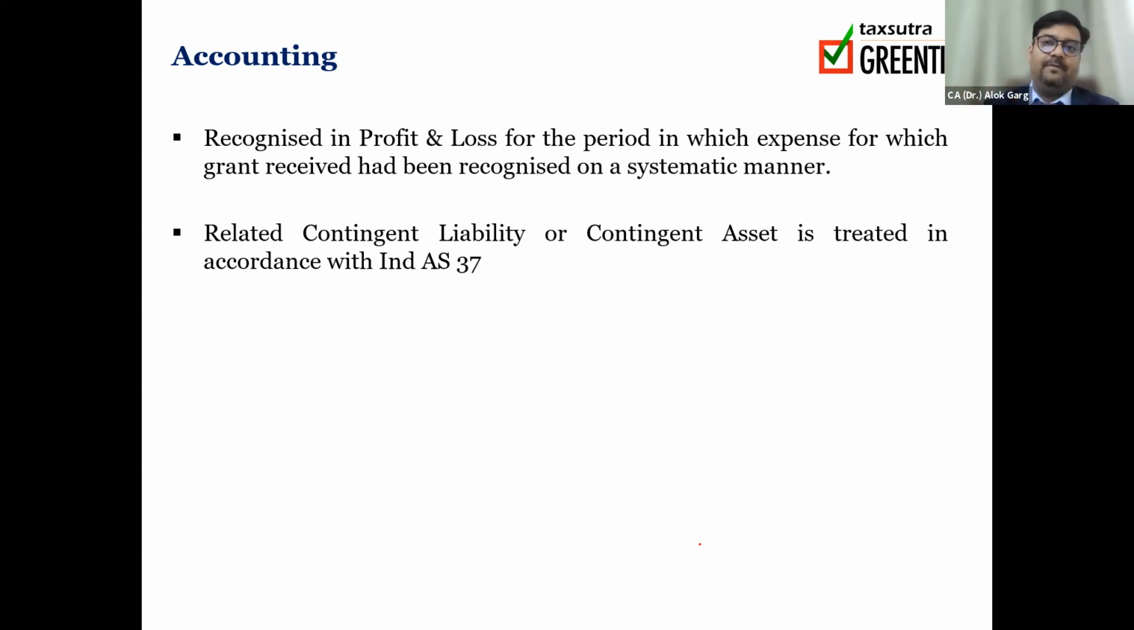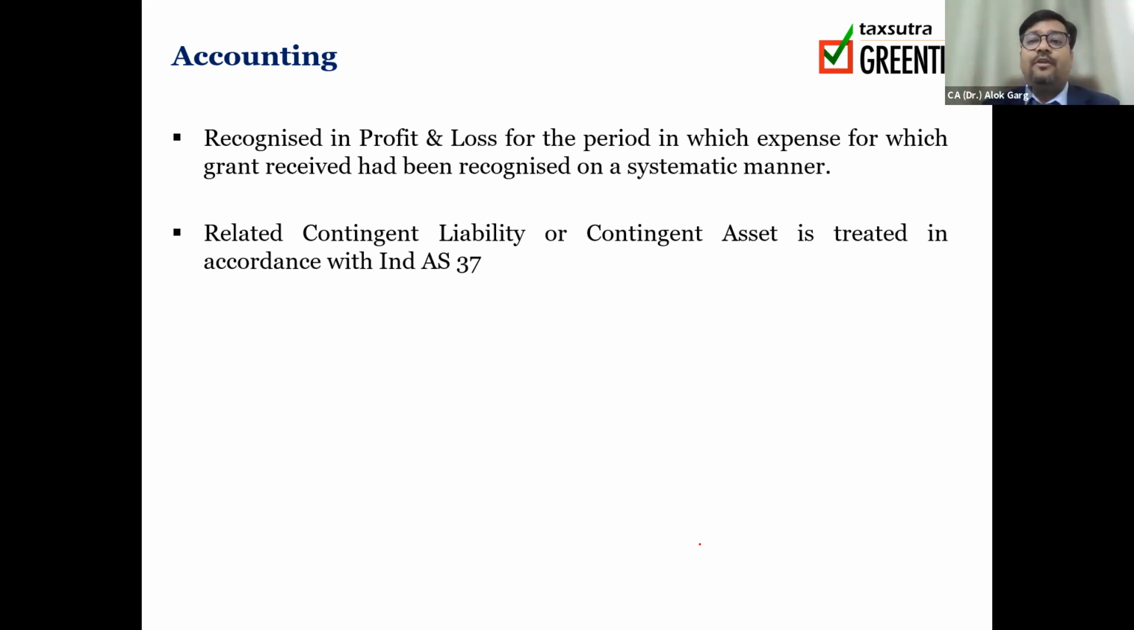So this accounting of government grant has to be on a systematic manner, going by the matching concept. Sir, what happens if the government has given a grant to a company and for that the condition has already been complied with in the past? In that case, the entire grant has to be recognized in the P&L upfront in the current year in which the grant has been received. Okay. So it is clear this government grant has to be recognized in the profit and loss account over the period in which the expenses relating to that grant have been recognized in the P&L in a systematic manner.